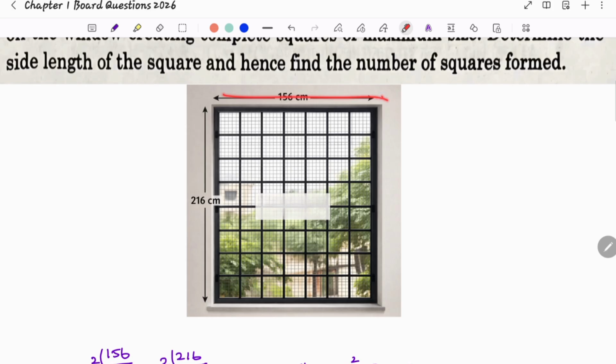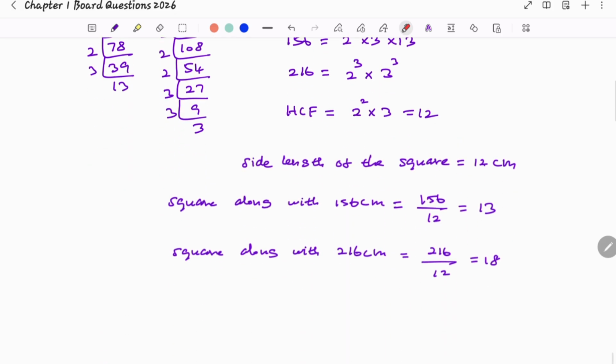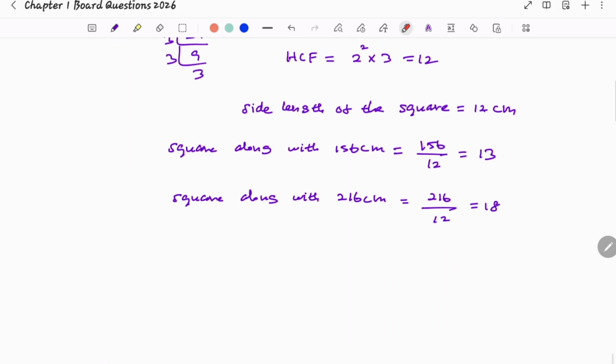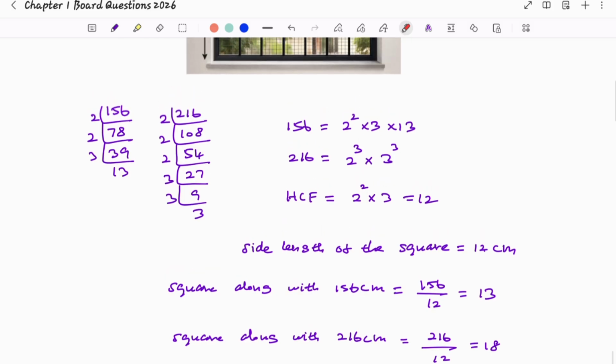Along one side we can form 13 squares. Along the other side we can form 18 squares, and it is in the form of a rectangle. So to find the total number of squares, multiply these two values, that is the final answer. So total number of squares is 13 multiplied by 18. So final answer is 234. So totally we can form 234 squares. Is it okay? So that is the final answer.